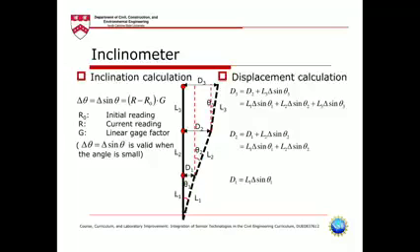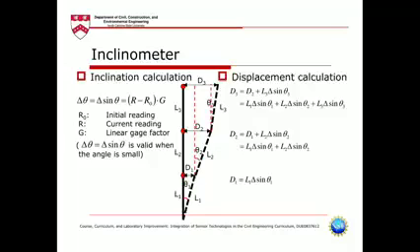What is the equation? We have delta theta equal to delta sine theta equal to (R minus R naught) into G, where R naught is the initial reading, R is the current reading, and G is the linear gauge factor. Everything depends on this linear gauge factor. Delta theta is equal to delta sine theta, valid when the angle is small. This is one of the assumptions that we are taking.